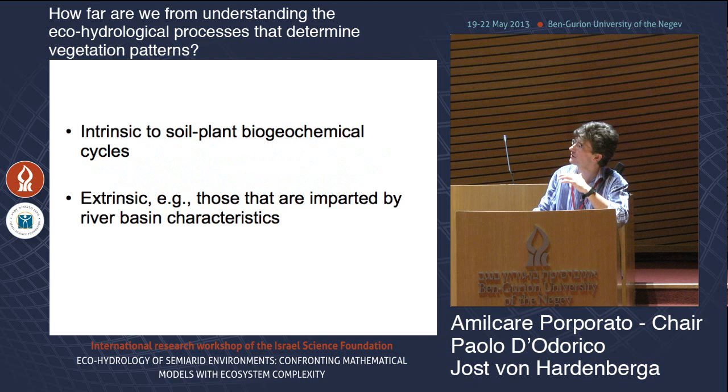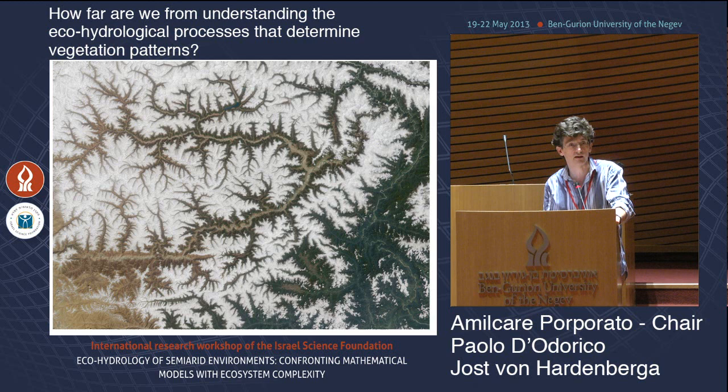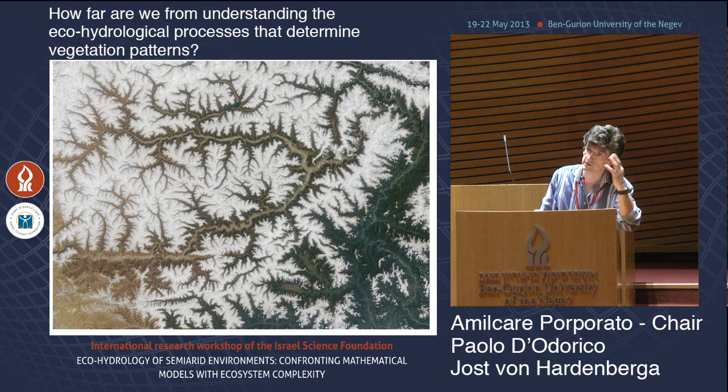So I think we can think of patterns in two ways. There are patterns in eco-hydrology that are intrinsic to the soil-plant biogeochemical system, meaning really coming out of some interaction between the soil and the plant and the carbon and nitrogen cycle, and some that are more extrinsic to the dynamics, meaning that are imposed by probably some sort of organization that the basin itself has, independent of vegetation, which also Ignacio hinted at yesterday.